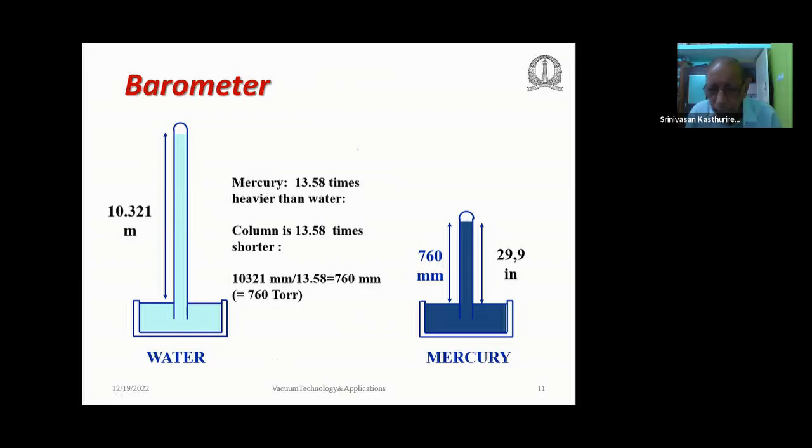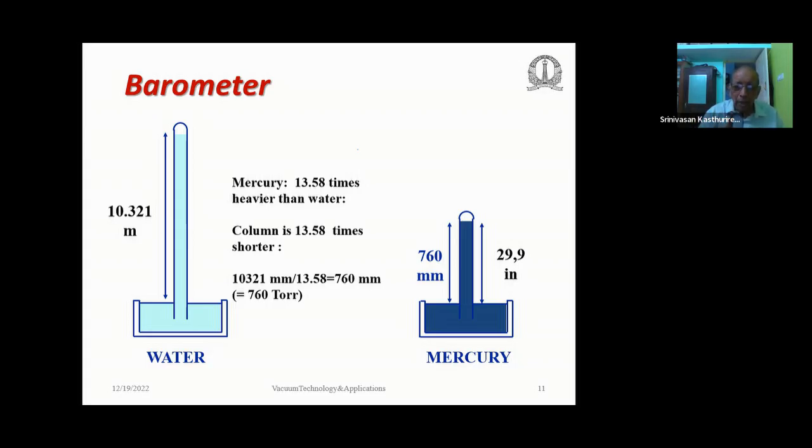Okay. Now let's consider a barometer. What's a barometer? A barometer is nothing but a device to measure atmospheric pressure. So you can see here a pool of mercury and then an inverted glass tube approximately 1 meter in length. When it is inverted inside, you see there is 760 millimeters of mercury, the mercury column height. Okay, this is actually the atmospheric pressure.